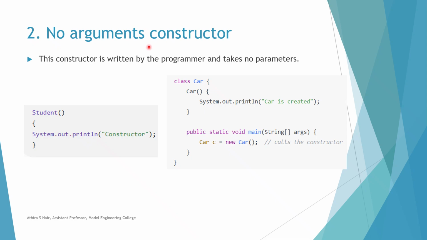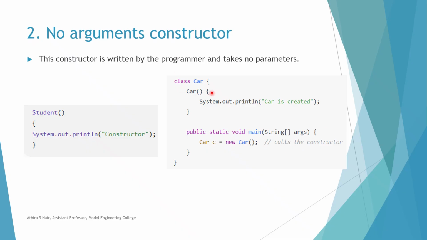Next is the no-arguments constructor. This constructor is written by the programmer and it takes no parameters. So this is the normal constructor. Like in Student, this is a no-arguments constructor. There will not be any arguments inside the parentheses, and we are printing "constructor" here.